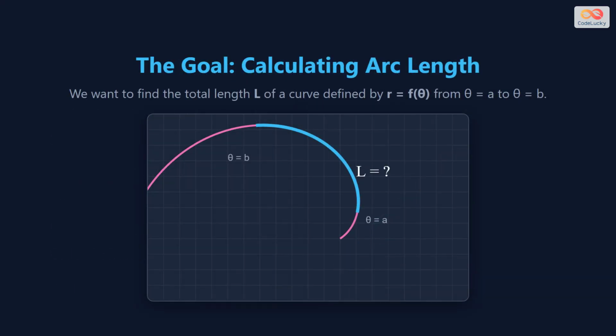Our main objective is to find the total length, denoted as L, of a curve defined by a function r of theta. We calculate this length between two specific angles, alpha and beta.